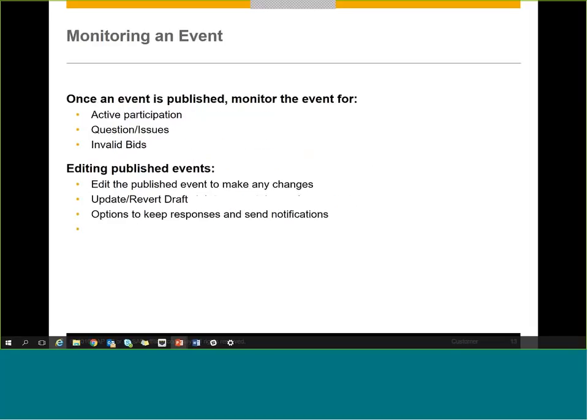Okay, after it's been published, the next thing we do, as we saw in the process, is to monitor an event. Why would we monitor the event? Well, we want to look for active participation. We want to be there in case the suppliers have any questions or issues. We also want to be checking to make sure that there are no invalid bids coming into the market. And if there are invalid bids, we want to make sure that suppliers are responding to those invalid bids.